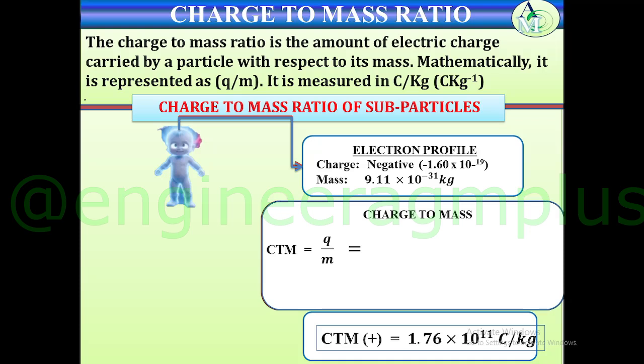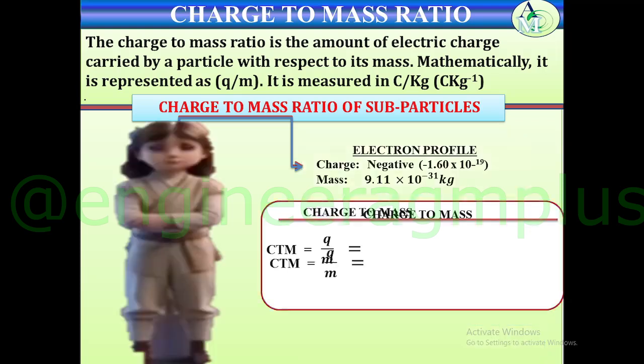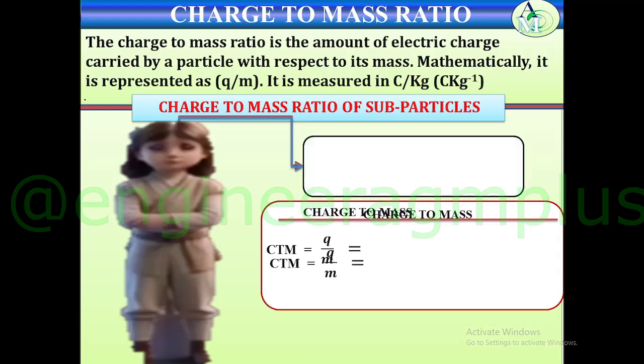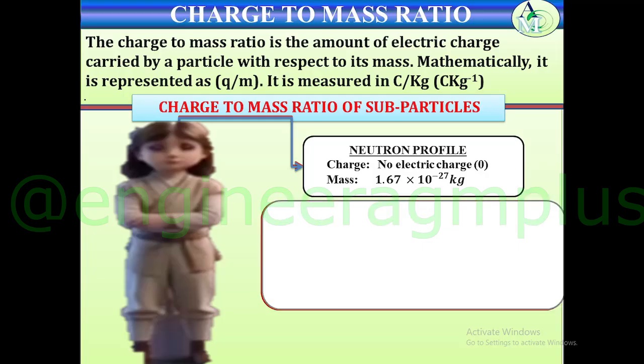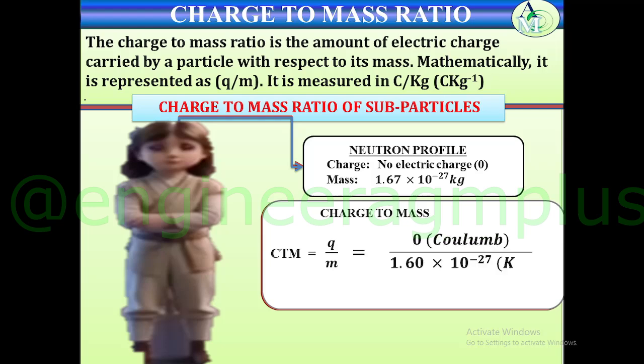Now what of Madam Neutron? Here she is. As for Madam Neutron, let's check our profile. We have a charge of 0. That is no electric charge, no charge at all. And a mass of 1.67 times 10 raised to the power minus 27 kilogram. How do we calculate the charge to mass ratio? Almost the same thing. Charge to mass ratio is equal to Q over m, then you substitute for the values and you have 0 coulomb per 1.67 times 10 raised to the power minus 27 kilogram. And what does that give? 0.